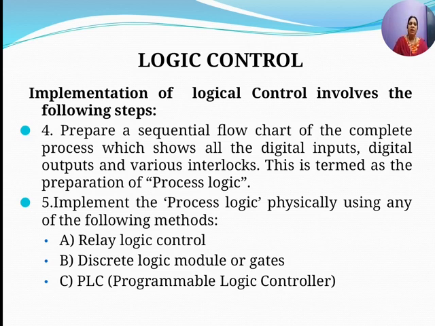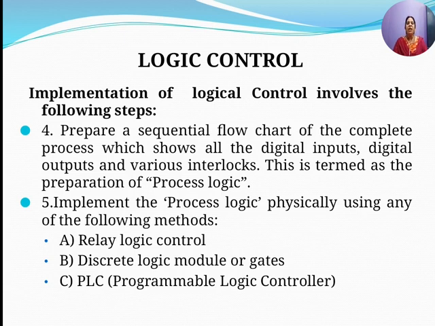In the first step, you should understand the process which requires a logic control, perfectly. You need to know the mechanical and electrical equipments that are being used to control that process sequentially. You need to list out all the digital inputs and outputs which would appear during the process of interlocking. Then prepare a sequential flow chart of the complete process which shows all the digital inputs, digital outputs and various interlocks. This preparation is called process logic.